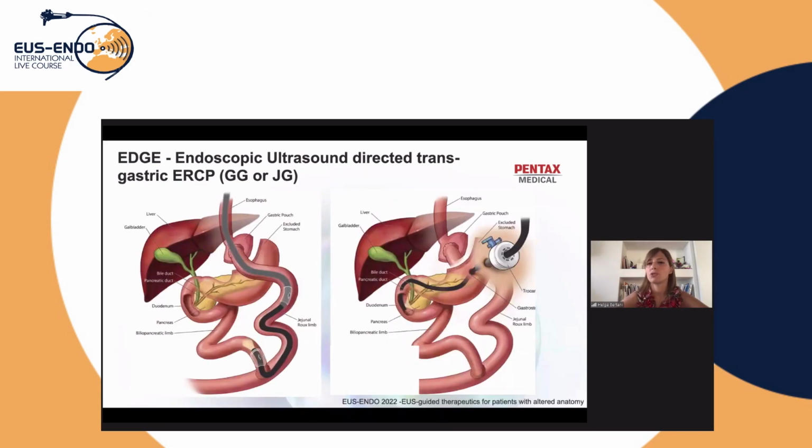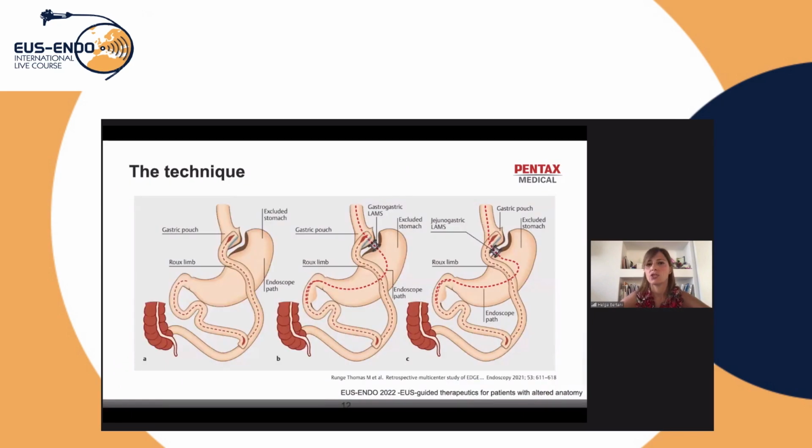Up to now, we have two techniques available. One is the enteroscopy-based ERCP with a single or a double balloon. It takes a lot of time, and reaching the ampullary region is not so easy. And the lap-assisted ERCP, that is an invasive technique in a patient who also underwent surgery before, and sometimes laparoscopy is not allowed. And what is the EDGE technique? The EDGE technique is the creation of a fistula between the gastric pouch or the jejunal limb and the excluded stomach with the use of LAMS.